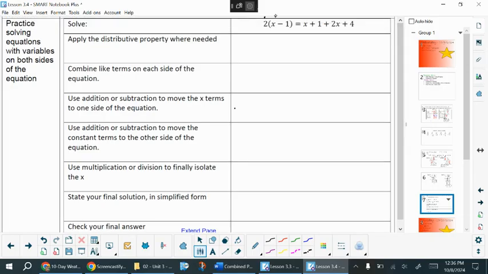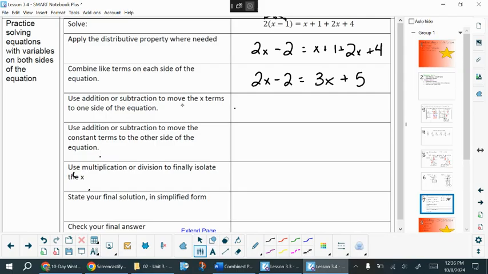So I'm going to start by using the distributive property. So I take 2 times x is 2x. 2 times negative 1 is negative 2. Still equals x plus 1 plus 2x plus 4. Next step says combine like terms on each side of the equation. Well, on this side, I don't need to do that, so I'm going to leave it alone. On this side, I have to combine like terms. x plus 2x is 3x. 1 plus 4 is 5.